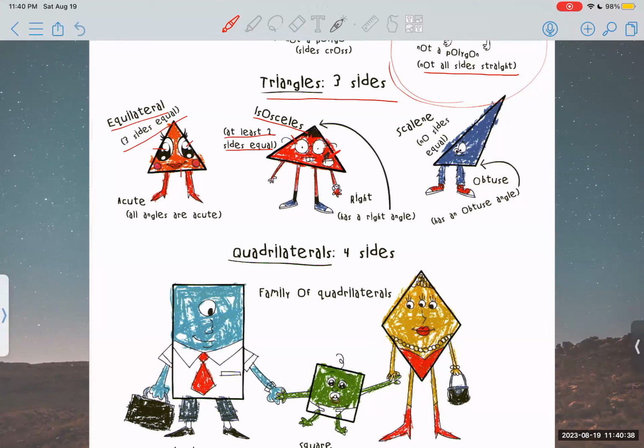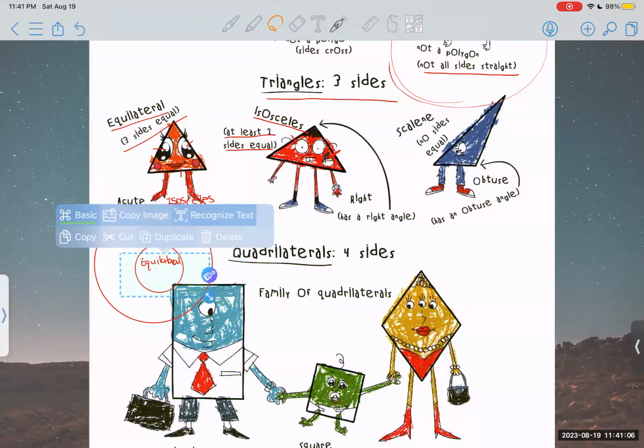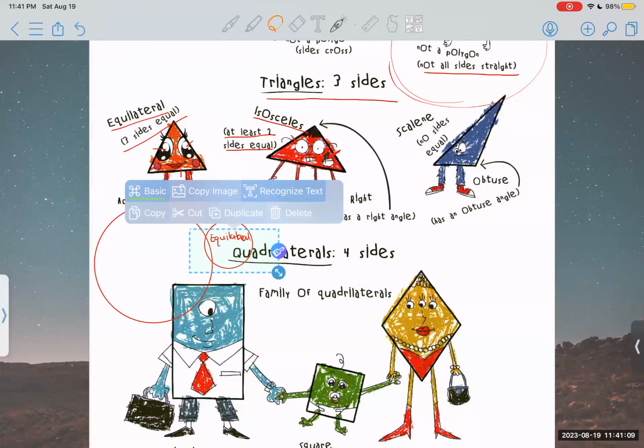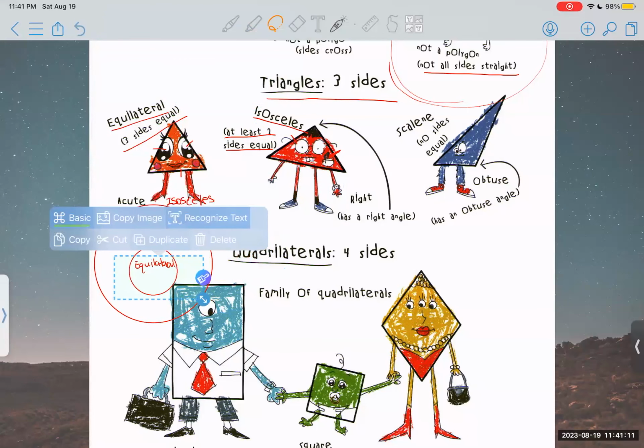So if we draw a Venn diagram, a very big circle on the side, and let's name it isosceles. And then let's draw a little small circle on the other side and name it equilateral. So will these two circles cross? Or will this little circle belong in the bigger circle? Completely inside that circle.